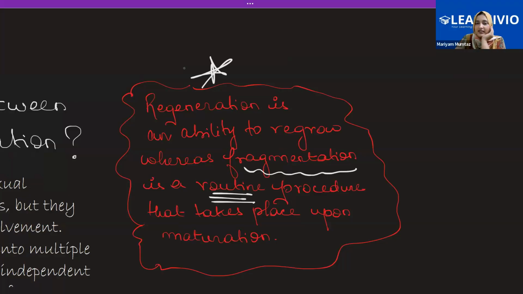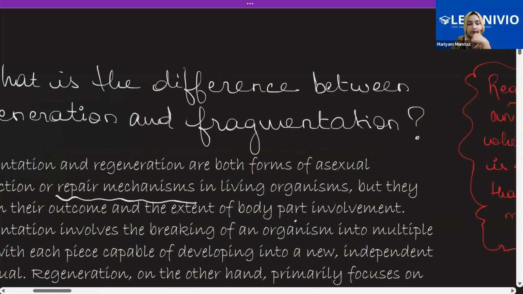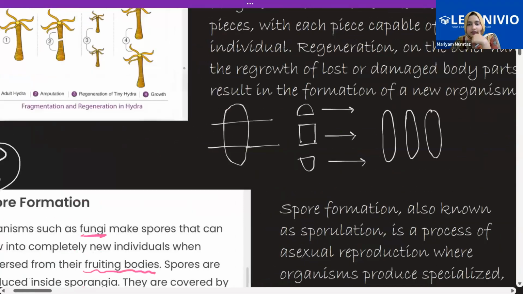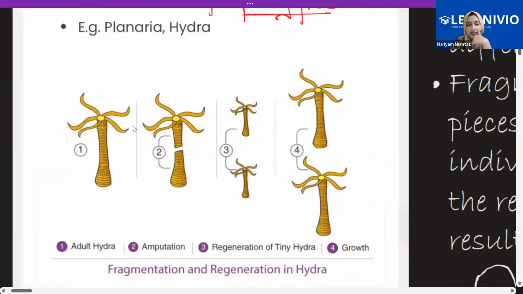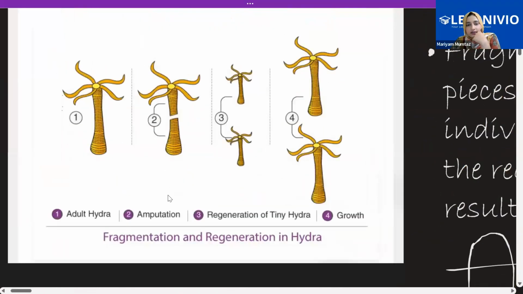Remember this always. Is it clear, students? The major difference between these two things is clear to everyone? Yes, ma'am. Okay, very good. So that is the case of regeneration, and this picture depicts the regeneration in the case of hydra.